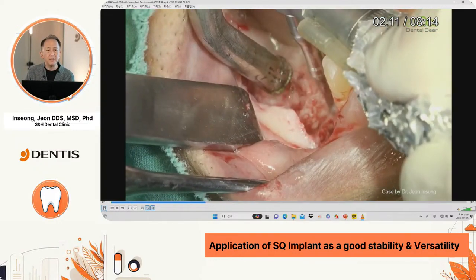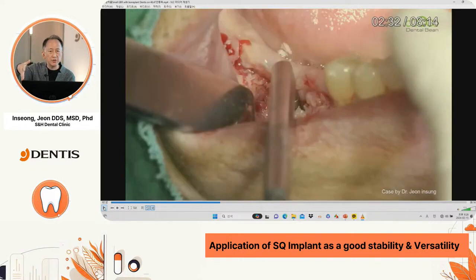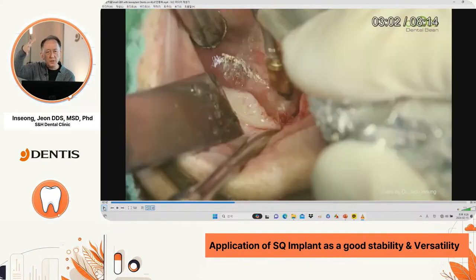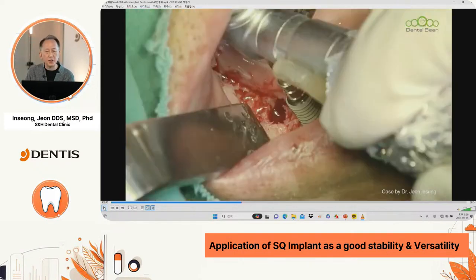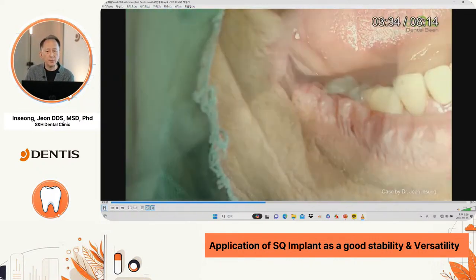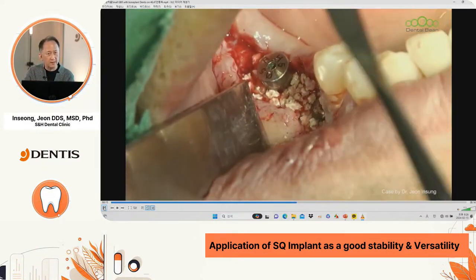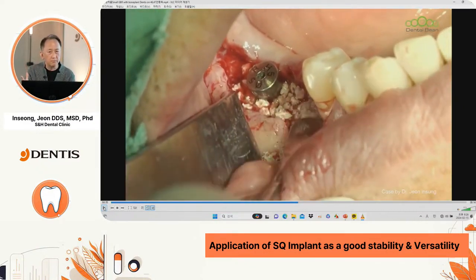Okay, first drill, this is the side cut drill first. And then 2.0 drill, 3.0, 3.5, and then this is the SQ implant here. Like this manner, 2 SQ implants. And then this is some of the GBR, very small GBR. How is it possible? Deep placement means thread exposed area decreases.